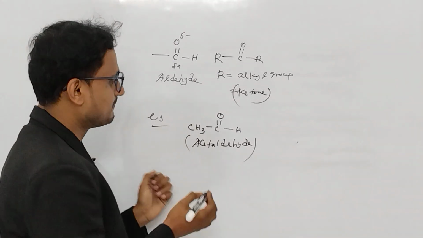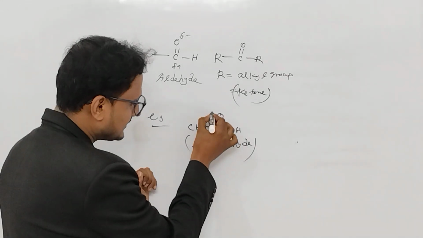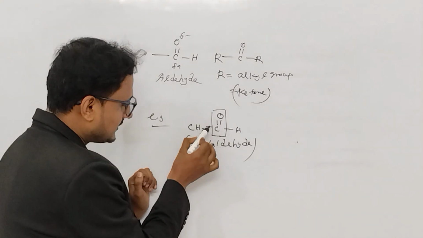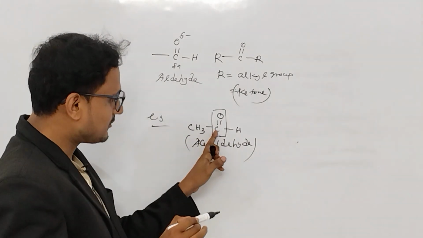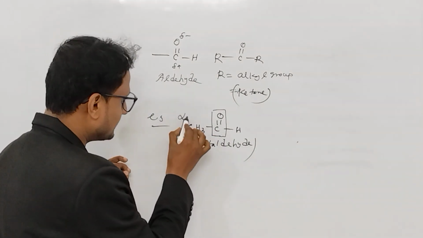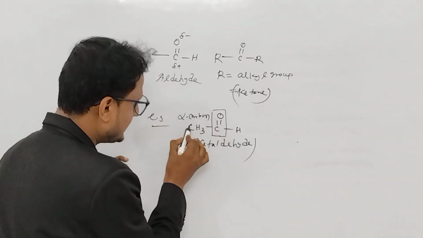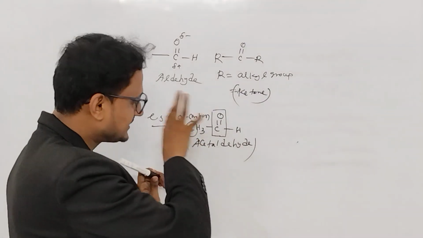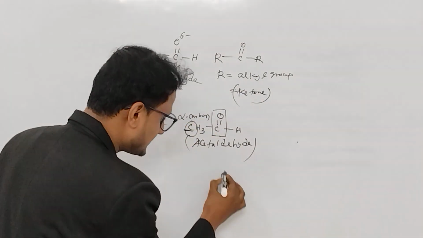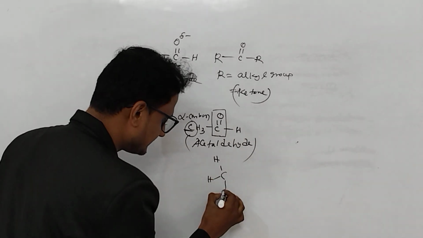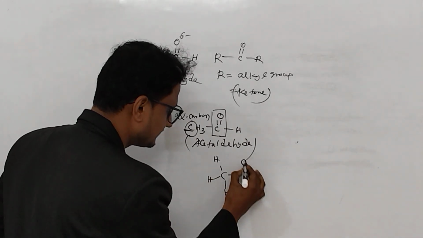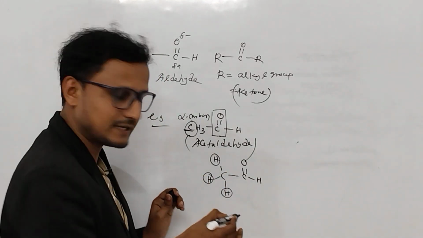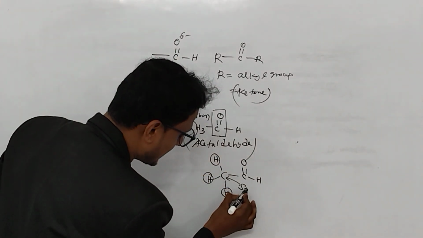Now this is the carbonyl carbon. The carbon directly attached to the carbonyl carbon is called the alpha carbon. This one, this carbon, is the alpha carbon. Now if we see the structure, this carbon has 3 hydrogens. All these hydrogens are attached by single bonds. That means this carbon is sp3 hybridized.